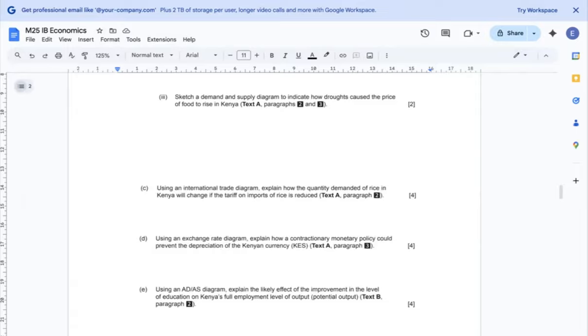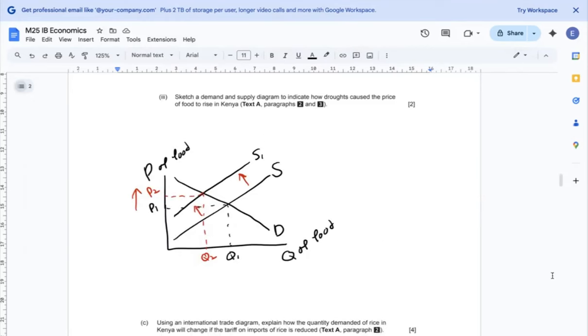Sketch a demand and supply diagram to indicate how drought caused the price of food to rise in Kenya. It's a simple diagram drawing question. So as the bad weather conditions, such as drought, should make output production of food decrease, so you should shift the supply curve to the left.